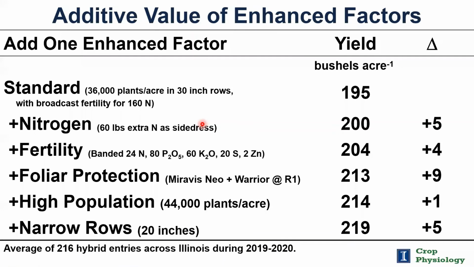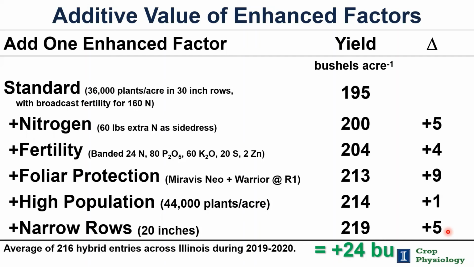And then lastly, we have our high population and our narrow row treatment. On average, we gained a bushel when we bumped from 36,000 to 44,000 plants per acre. And as always, narrow rows is a better arrangement of that higher density. So only a 24 bushel response to enhanced management system, a little shy of that 53 bushels that we saw in our addition emission study. And again, a lot of that has to do with the genetic and environment interaction.